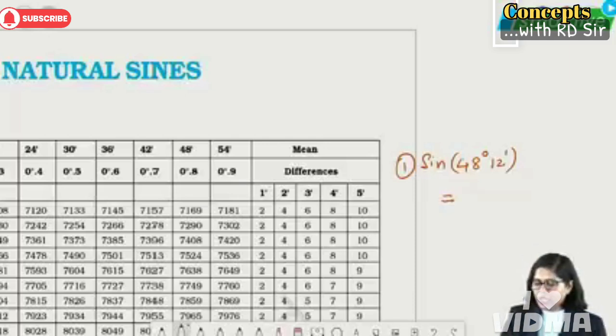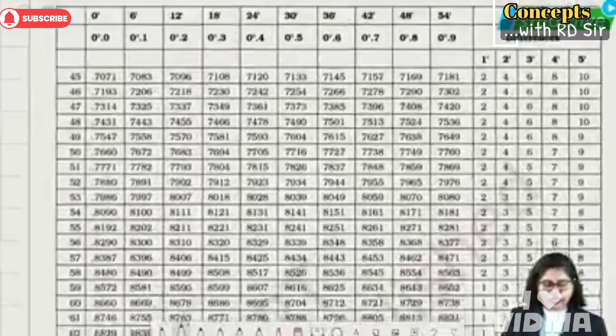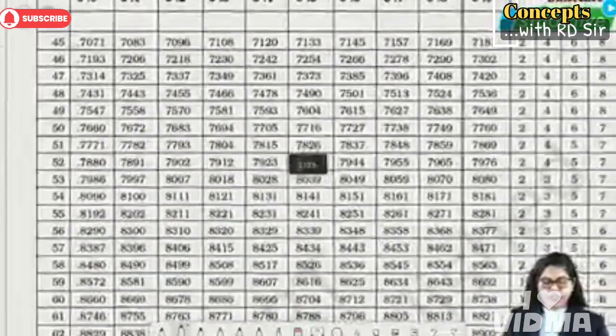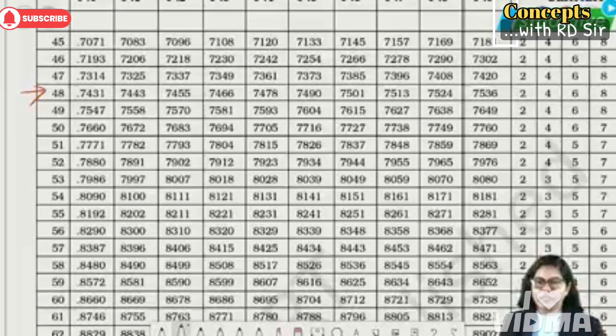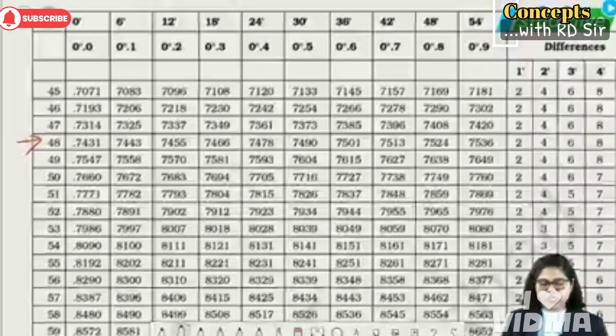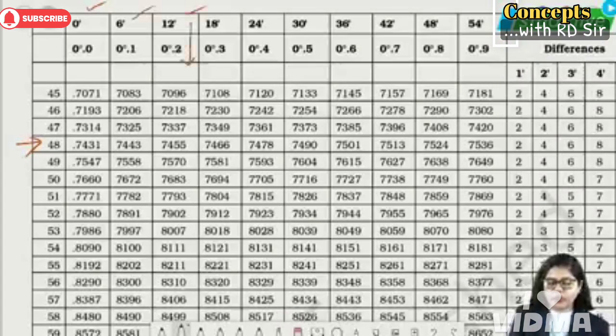What you have to do is, look at this 48 degrees. So I am going to search for 48 degrees. Now students, just look at this. This is the 48 degrees, so this is all the column for 48 degrees, right? 48 degrees and 12 minutes. For 12 minutes you have to just look at the topmost row. See, here it is given 0 minutes, 6 minutes, 12 minutes. So here, this column I am going to check.